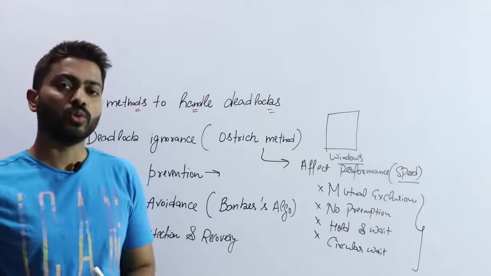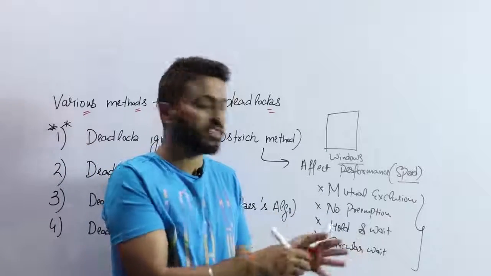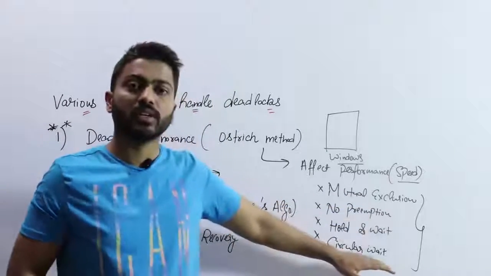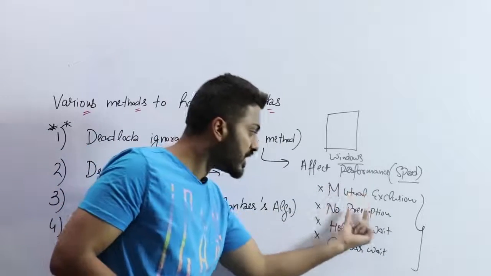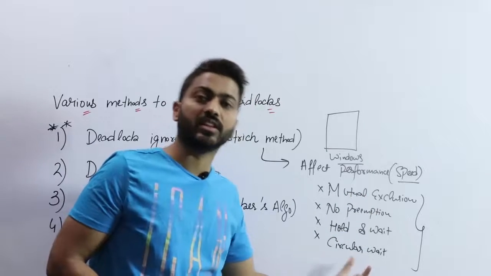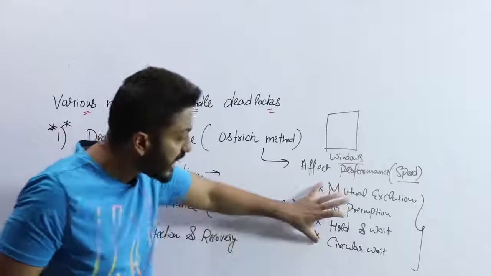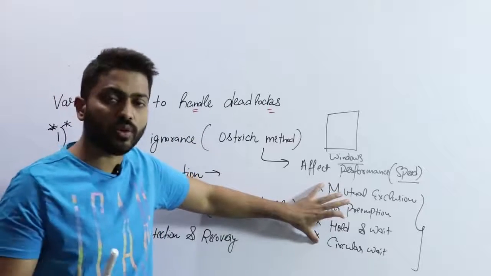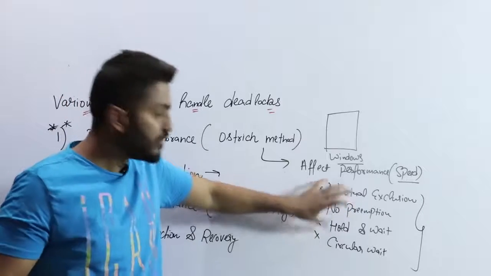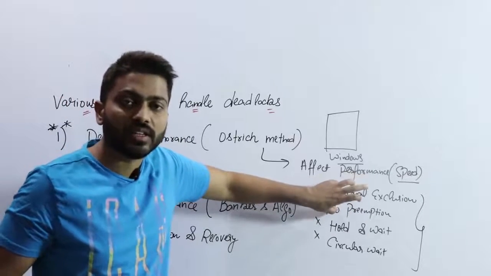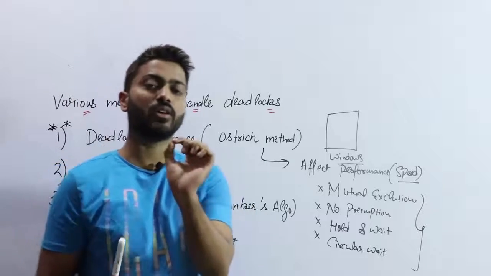Means we try to simply make one of the conditions false. If all the conditions are true, then there is a deadlock. But if one of the conditions gets false, the deadlock will be prevented. So this is the meaning of deadlock prevention. Any of the 4 or all 4, we try to make false. If any of the conditions gets false, the deadlock will be prevented. This is the simple concept of deadlock prevention.